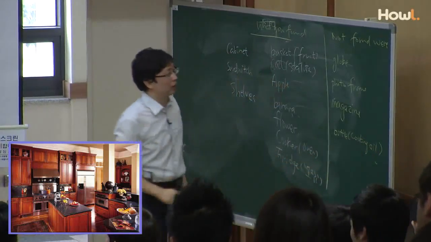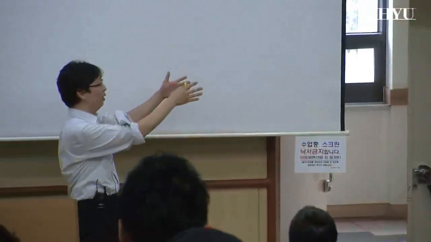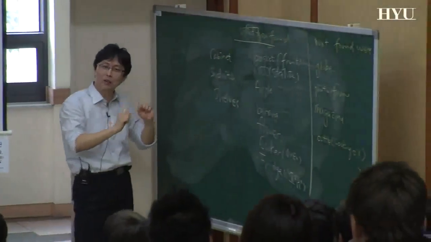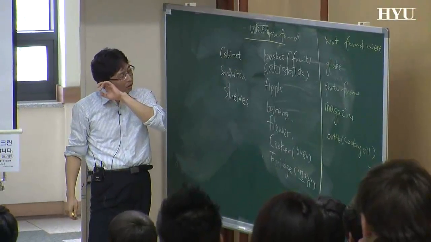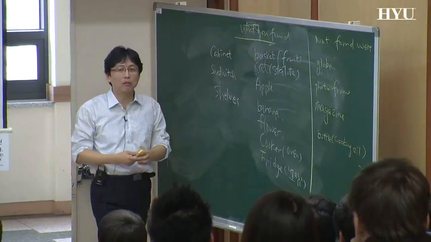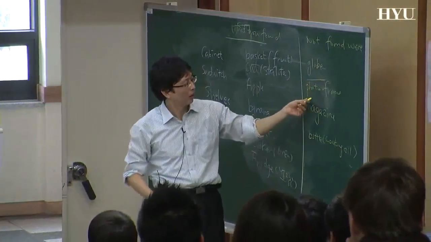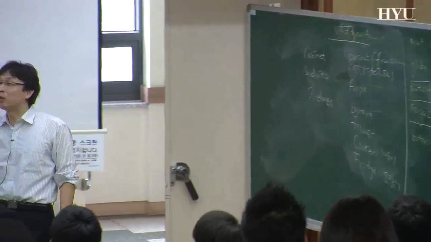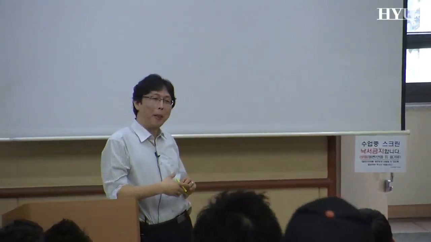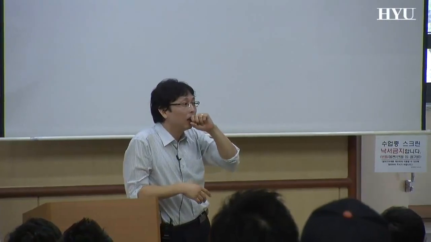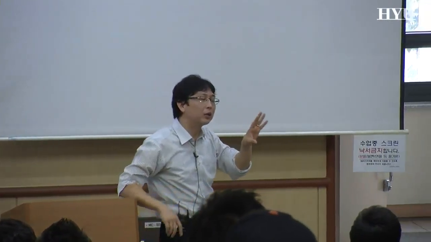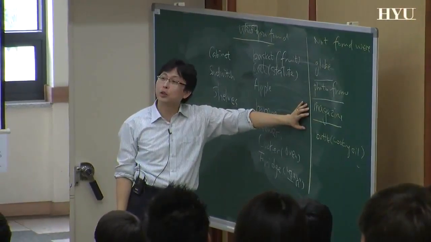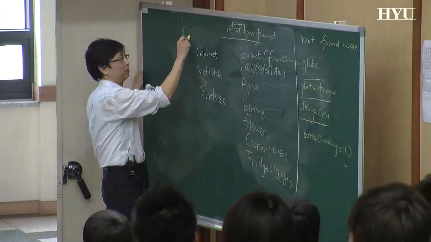Okay. If this one is what you found and this one is what you couldn't find, what is the difference? What can you get from this, from your survey? Why can't you find this one? Because, say it. Yes, that's exactly what I wanted to say. These items are not related to what? Kitchen.